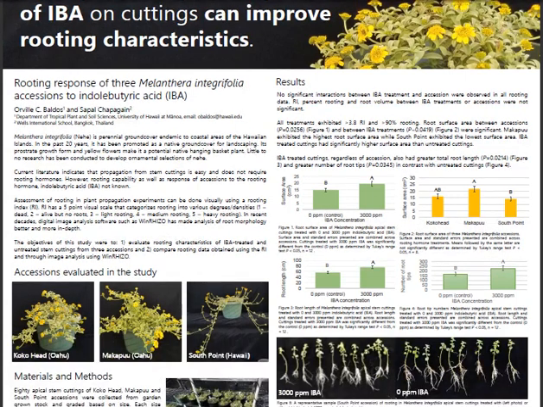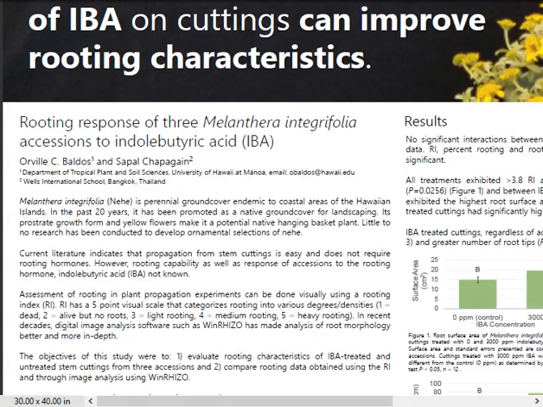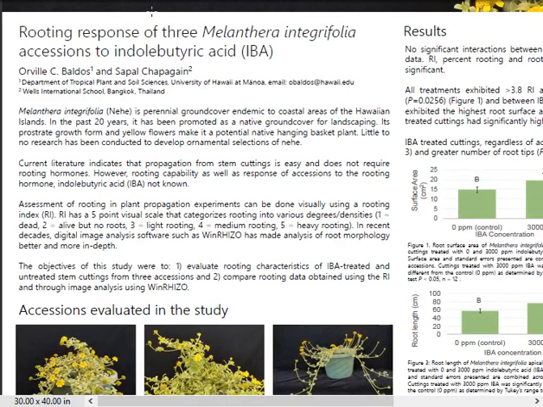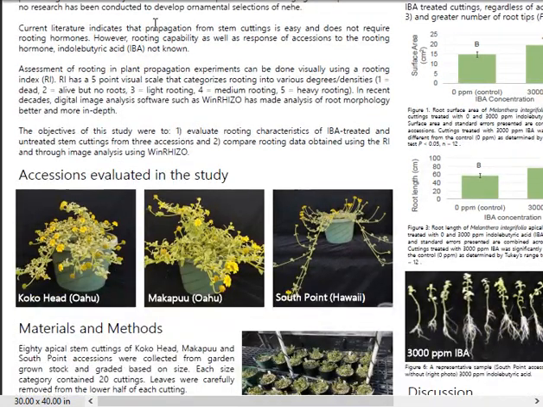So in Hawaii, the use of native plants has been promoted in the last 20 years, and Melanthera integrifolia is one of those species that is being promoted as a native ground cover. Although it's been in the market for a while, there has been little to no research being conducted to develop selections of Nehe for particular purposes. Looking at propagation, Nehe is very easy to propagate, and it doesn't require rooting hormones.